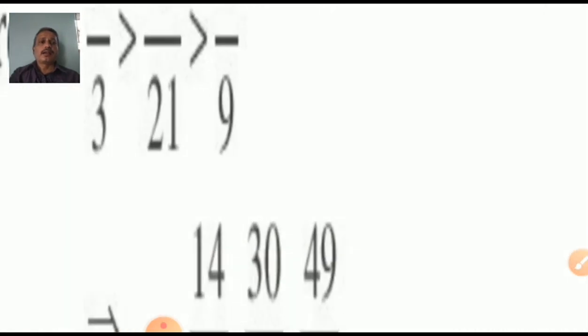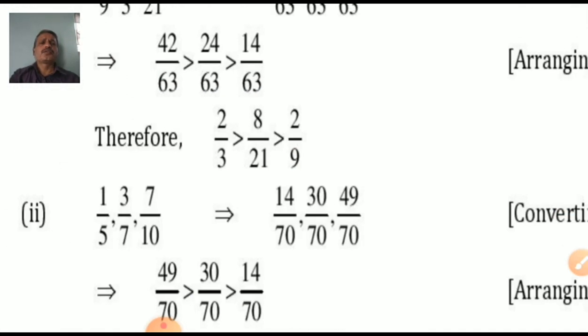Want to make 5 into 70, so you can convert it. Look at the question number here, 7. Okay. So who is the bigger one? 49. Second is 30 and 14 is the smaller one.